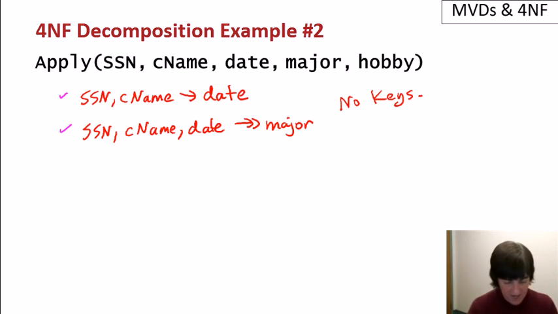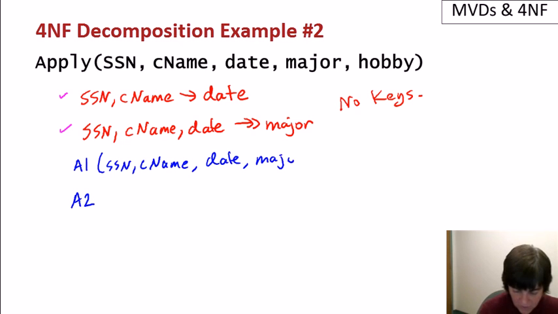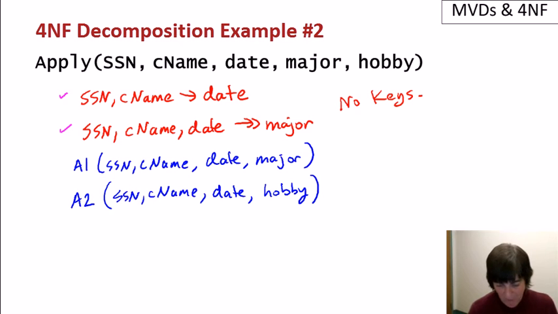So we have both a violating functional dependency in this case, and we have a violating multi-valued dependency. Let's use the multi-valued dependency for our first decomposition step. So we'll create A1 and A2. A1 will contain all the attributes of our multi-valued dependency, and then A2 will contain all the remaining attributes along with the left-hand side of our multi-valued dependency. And that turns out to be all of the attributes except the major.